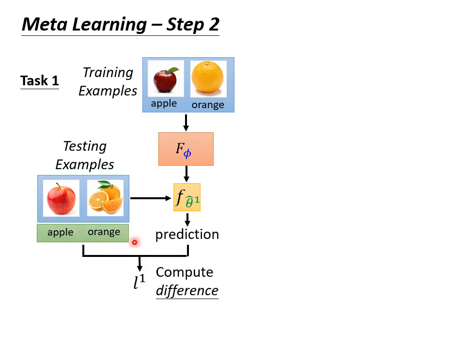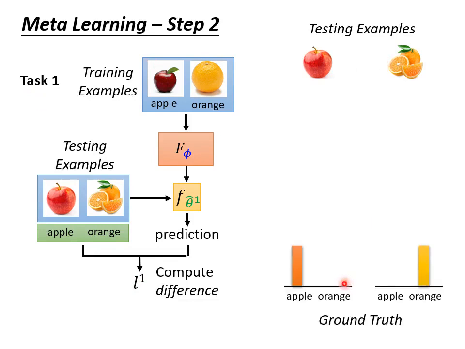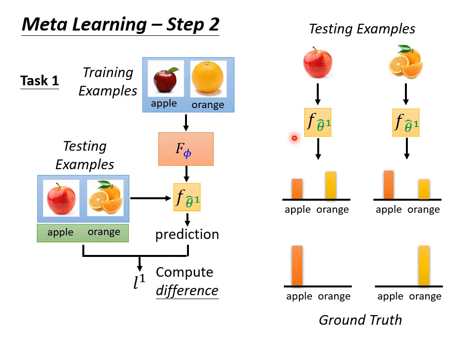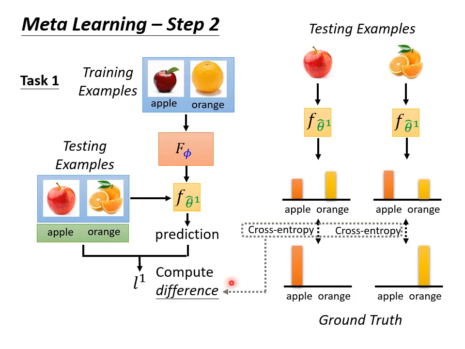Then based on the difference, we have a loss, which is L1 here, representing the loss of task 1. To be more specific, we have the testing example here, and we have the ground truth. And F theta hat 1, the classifier, learns from the training data with phi. We have the classification result. Then we can compute the difference between the classification result and the ground truth. Then we sum over the difference and have the difference of the whole task. We have L1 for task 1.